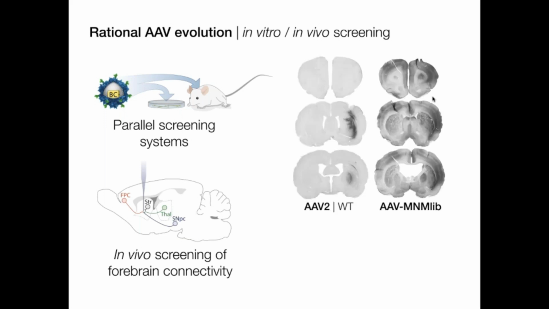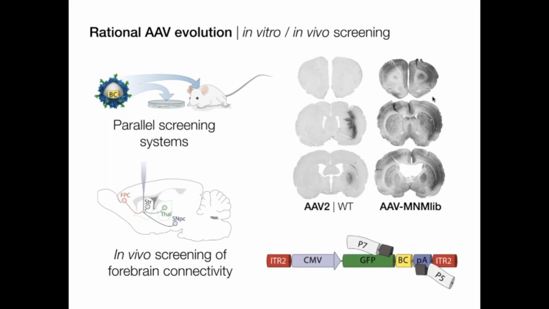And just to show an image of how it looks in vivo, using the AAV2 wild type to the left here and our AAV M&M library, as we call it, we can see a completely different transduction pattern compared to the parent AAV2. And this was done by sequencing to assess which capsid went where, to which brain region. We dissected out these areas, and then we sequenced the barcode.